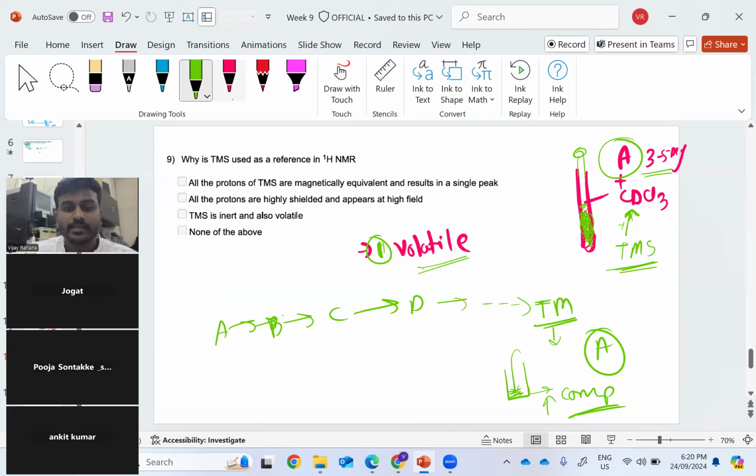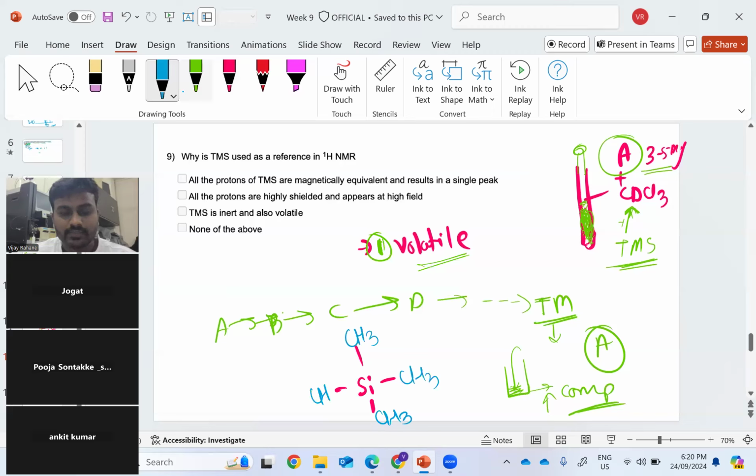The second advantage is, if you look at the structure of the TMS, it has one Si, which is attached to four CH3 groups. That's why its name is tetramethyl silane. So all these four carbon atoms are equivalent. Also, all 12 hydrogens are equivalent. So they give a very sharp signal in the 1H NMR spectra.